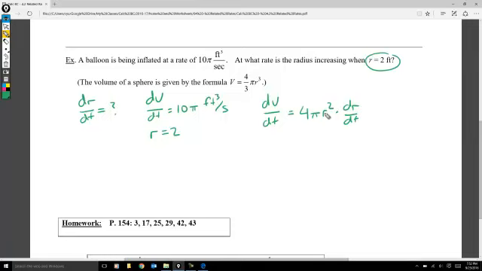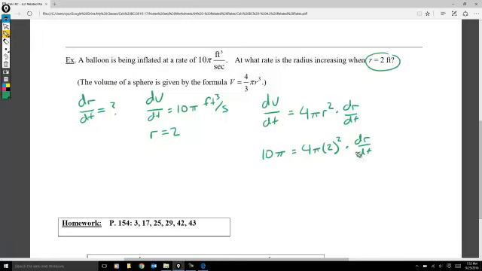I know that at this one split second, I have some values here. I know that dV/dt is 10 pi. I know that r is 2. At this one instant in time, these things are true. Well, actually, this is true for the whole thing, but at this one instance in time, the radius is 2, and I'm trying to find dr/dt.